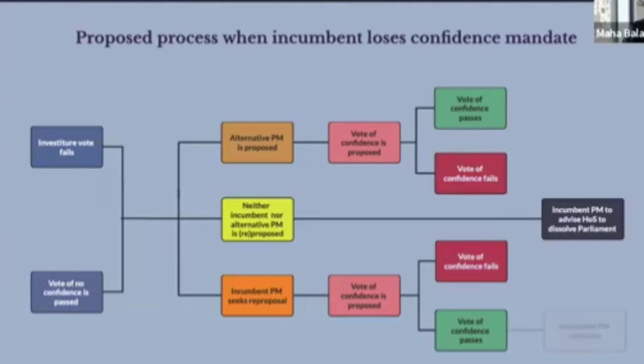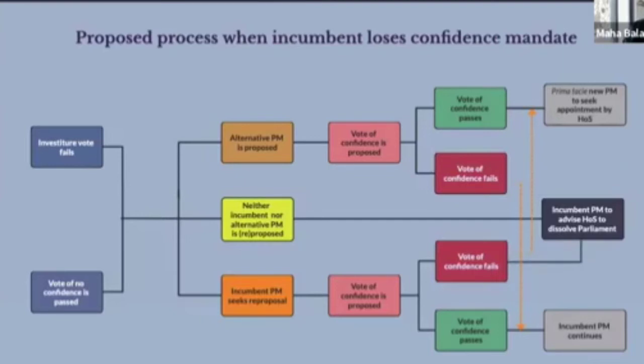Now, if for the incumbent PM the vote of confidence passes, it will also automatically mean that if there is a vote of confidence in an alternative PM, that would fail. So then the incumbent PM continues. No questions, no issues. On the other hand, if the alternative PM who's been proposed wins his or her vote of confidence, then prima facie that new PM should go forward now and seek appointment from the head of state. But what happens if both alternatives, either the incumbent PM or the alternative PM, fail? Then, of course, it goes to a dissolution of Parliament. So this is generally the scheme.